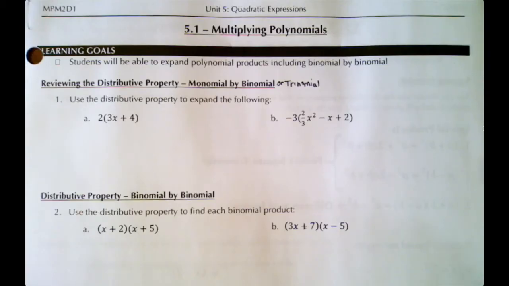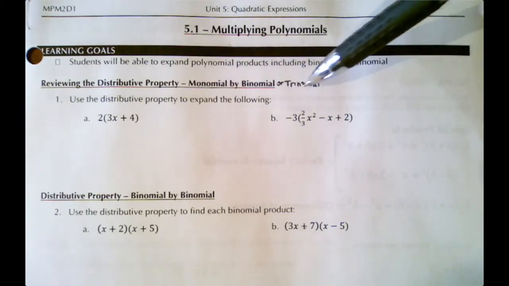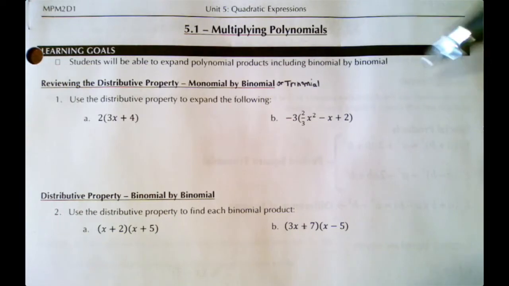Okay, this is lesson 5.1, and in lesson 5.1 we're going to multiply polynomials. And you've actually already done this. You've used the distributive property, which is multiplying polynomials. It's just multiplying a monomial by a binomial or a trinomial, or really any polynomial.